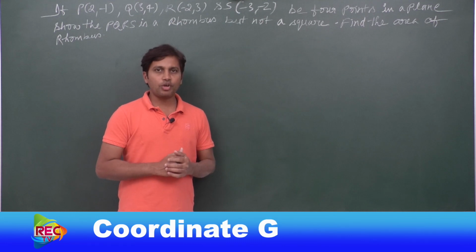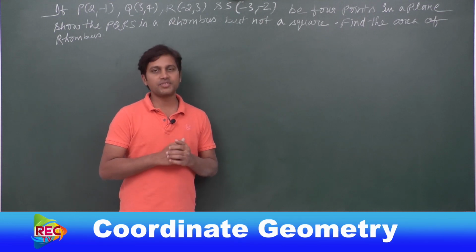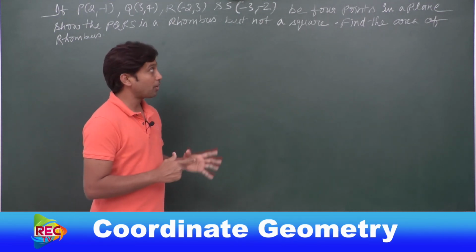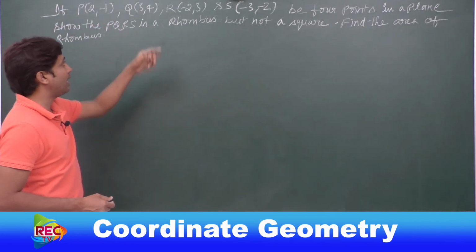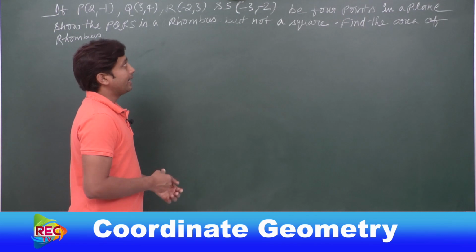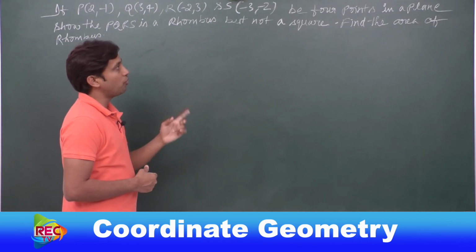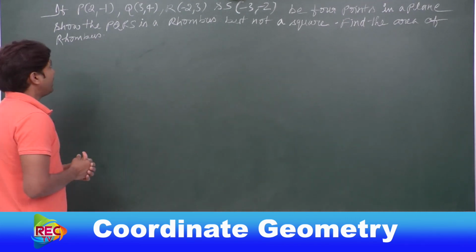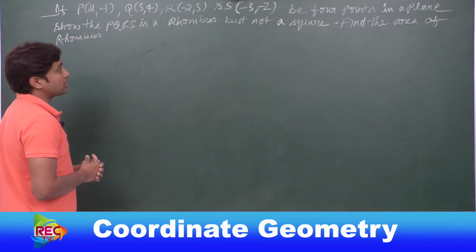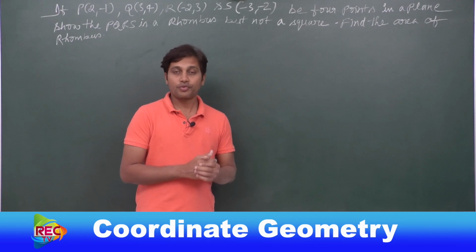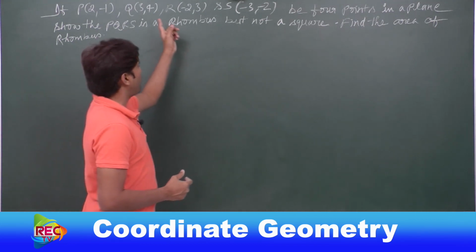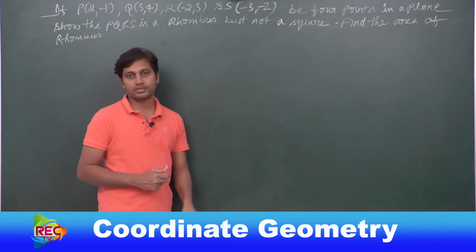So now let us do one more application based on distance formula, which is the property of rhombus. If P (2, -1), Q (3, 4), R (-2, 3) and S (-3, -2) be 4 points in a plane, show that PQRS is a rhombus but not a square, and find out the area of the rhombus. So we need to show that those points are the vertices of a rhombus.